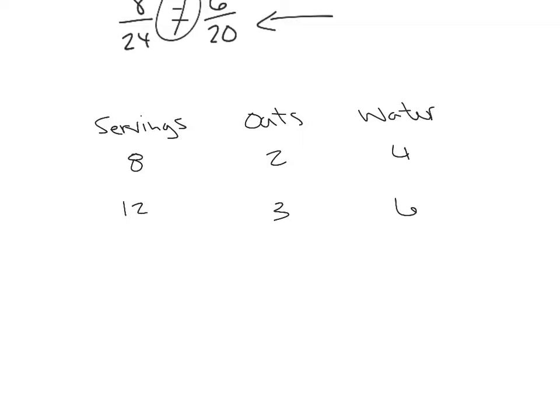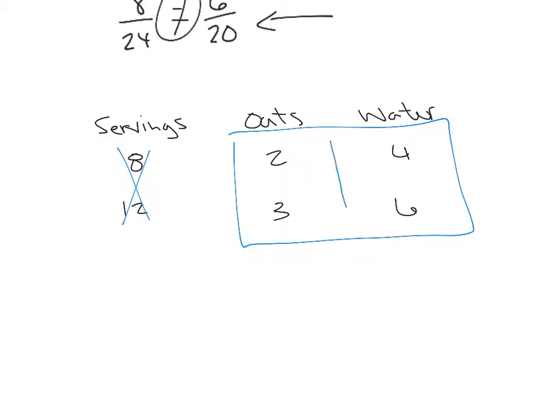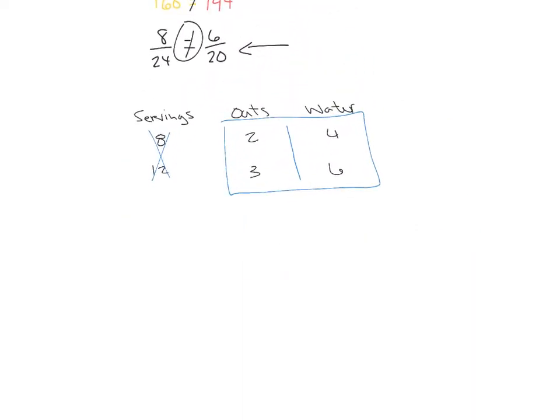So we don't really care about the servings, okay? We care about this stuff. And since it's already in a table, they've already set up kind of our fractions. But they're going to go a little bit opposite here, because we need to compare the oats to water. So they kind of did, but they're sideways. So we have 2 cups of oats to 4 cups of water, and we're going to see if that's equal to 3 cups of oats to 6 cups of water.